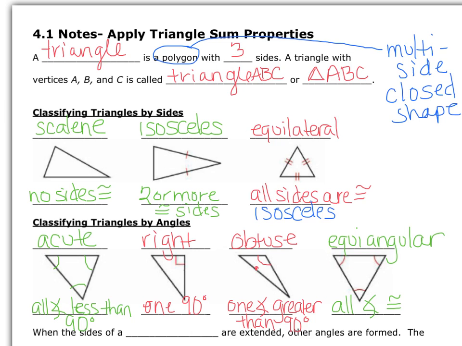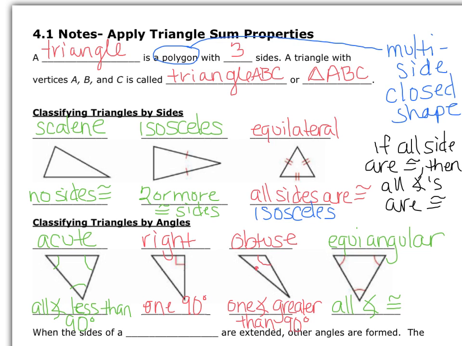Now, if you have something that's equilateral, you have equiangular as well. So these two words, equilateral and equiangular, are pretty much always seen together. So basically, if all the sides are congruent, then all the angles are congruent. And you can also take the converse of that and say if all the angles are congruent, then all of the sides are congruent.